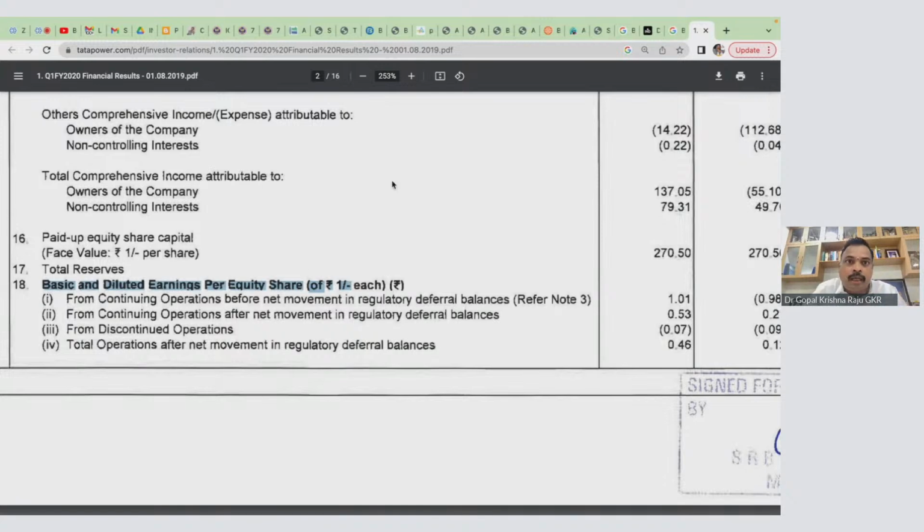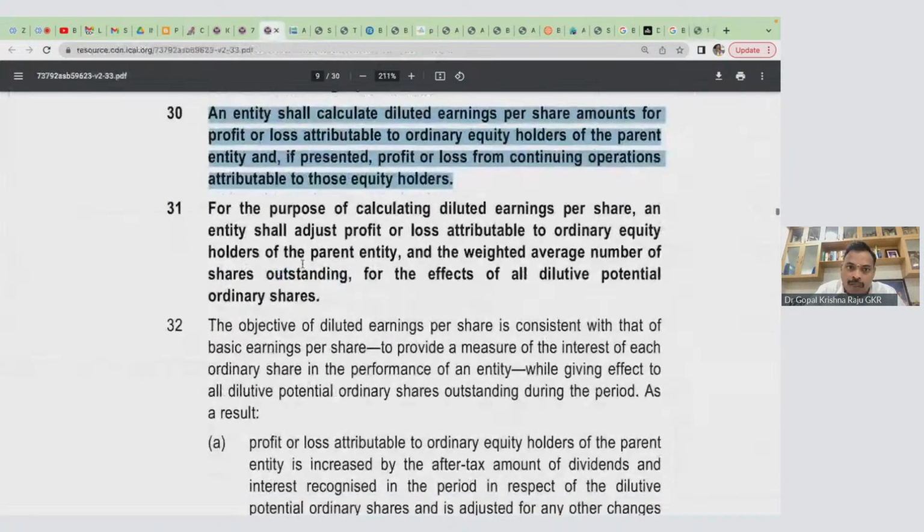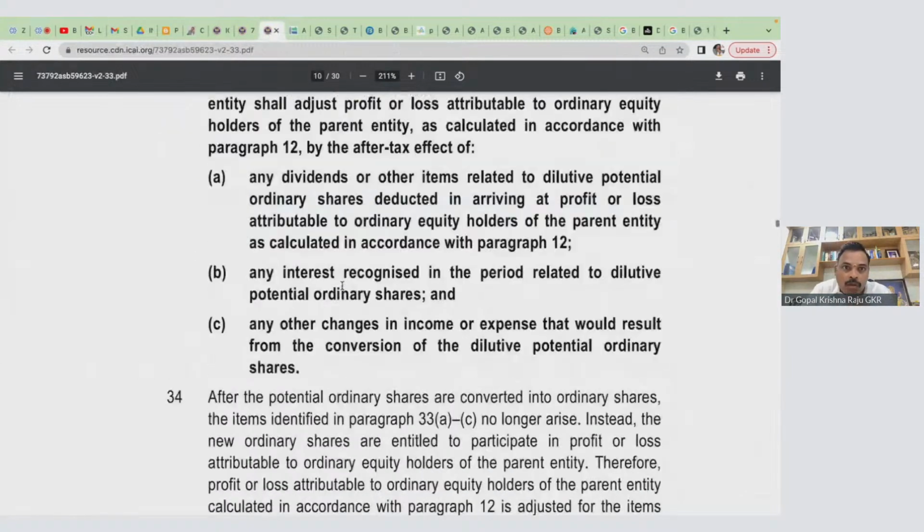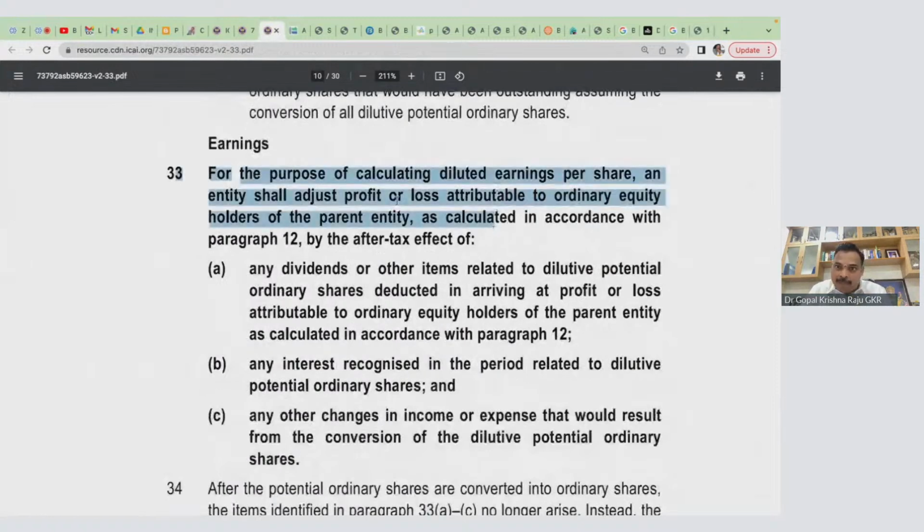Sometimes I just want to bring it to your attention to this particular paragraph. For the purpose of calculating diluted EPS, an entity shall adjust profit and loss. Look at this adjustment. For the purpose of diluted, an entity shall adjust profit and loss after the tax effect. So, anyhow, your numerator is profit after tax only. Will you subtract or will you add? For example, your basic EPS is after preference dividend. So, profit after tax minus preference dividend divided by number of ordinary shares. This is your normal formula right from plus 2, BCom, MCom and all. We would have done it.